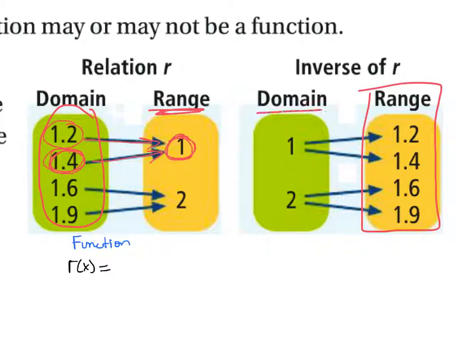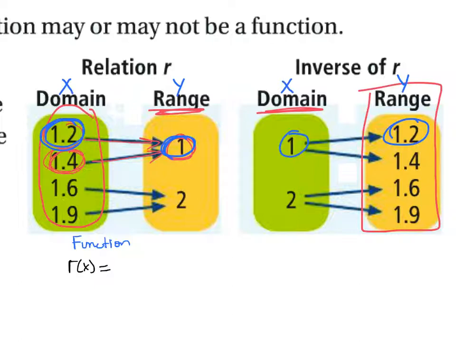The range becomes the domain. So remember, domain means x, range means y. So our x values became our y values. Our y values became our x values. But everything else stayed the same, meaning 1.2 and 1 were attached, right? Well, looking at the other one, 1.2 and 1, they're still attached. It's just now it's in reverse order. 1 gives me 1.2, rather than 1.2 gives me 1. See what I'm saying?